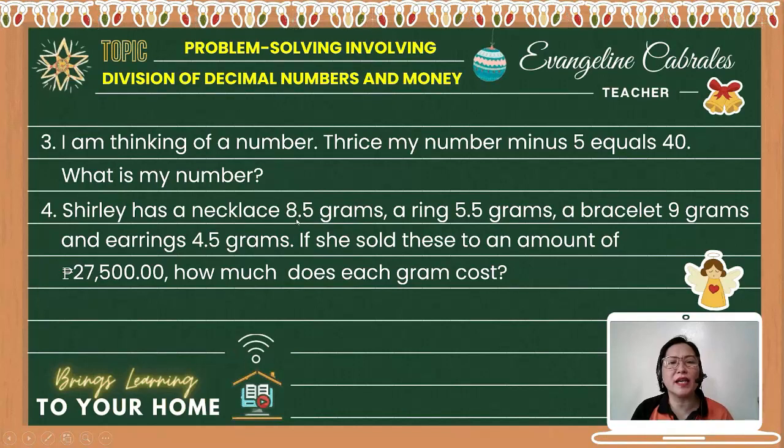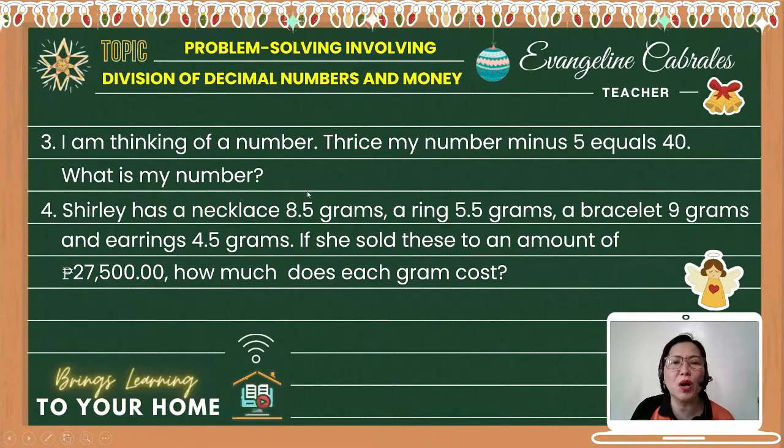Shirley has a necklace 8.5 grams, a ring 5.5 grams, a bracelet 9 grams, and earrings 4.5 grams. If she sold this to an amount of 27,500 pesos, how much does each gram cost? So, maraming alahas si Shirley. Meron siyang necklace, may singsing, may bracelet, at may earrings. At ibinenta niya lahat ito sa 27,500 pesos. Ang tanong, magkano daw ang presyo ng bawat gram?